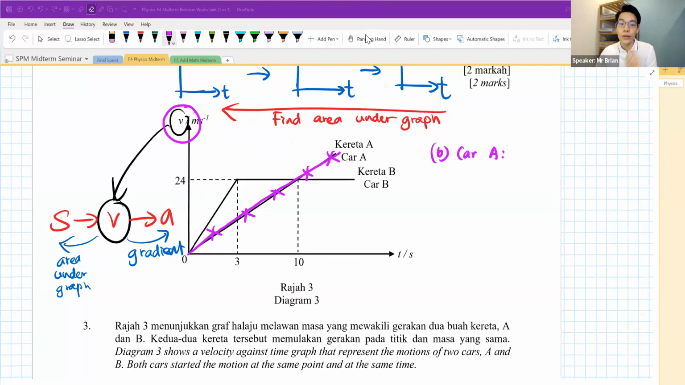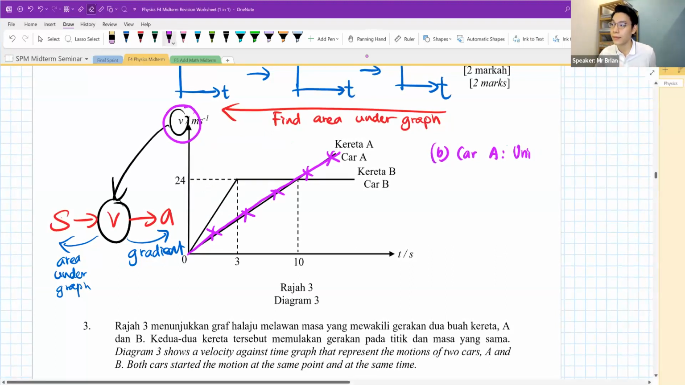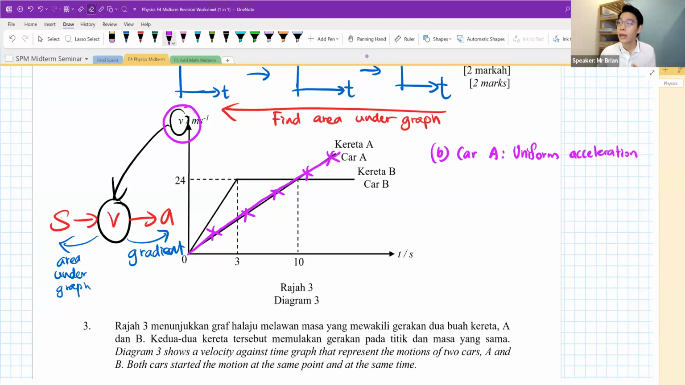Uniform velocity cannot accept. Uniform acceleration can accept. So you say accelerate uniformly, or uniform acceleration. How you phrase your English, that one not important. Constant also can, but it's not uniform velocity. Uniform velocity means uniform speed. Velocity is similar in meaning to speed.